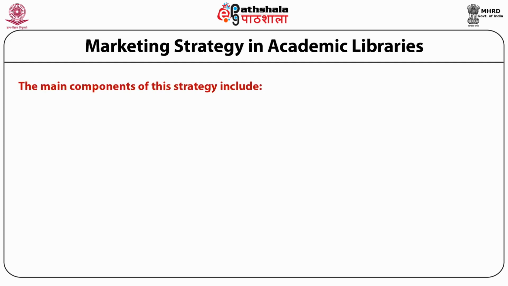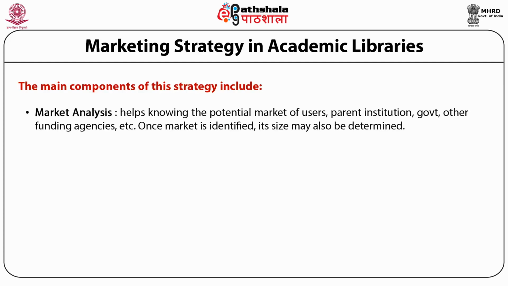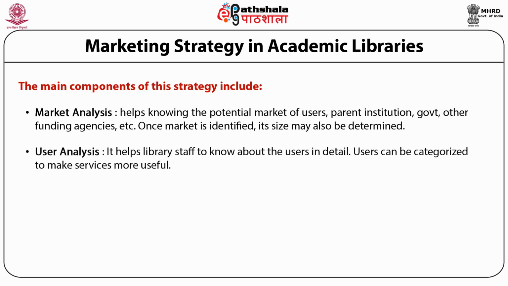The main components in this strategy for academic libraries would include market analysis. It helps in knowing the potential of the market of users, parent institution, government, other funding agencies, etc. Once the market is identified, its size may also be determined. User analysis is another component. It helps library staff to know about the users in detail. Users can be categorized to make services more useful. These user categories in the context of an academic library could be students, researchers, faculty, visiting faculty, administrative staff, etc.